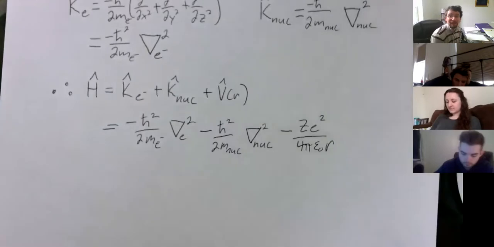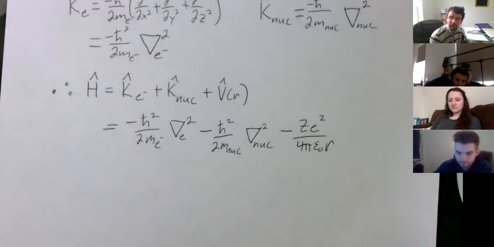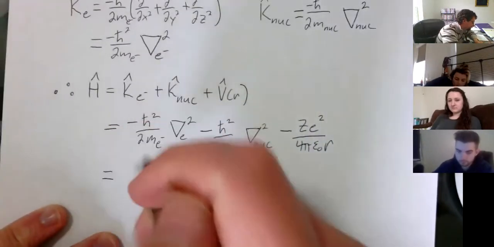Okay, we can simplify this though with something you guys were talking about a bit earlier, just a moment ago, that had to do with these masses. What could we do? Combine them together and make mu, because we're looking at two bodies together for atoms: the electron and nucleus.